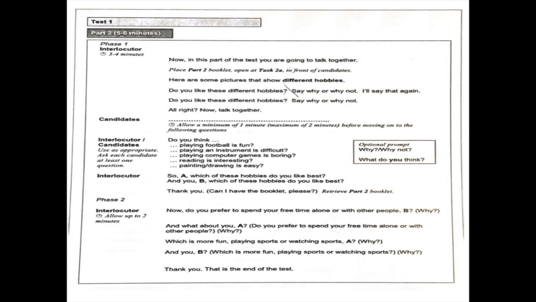And so once you finish the discussion, after a couple of minutes, then they'll go on and ask you questions about that. So in this example, they'd ask you questions about hobbies, like, do you think playing football is fun, or do you think painting is easy? So just answer those questions in complete sentences. Avoid the one-word answers, and try to use examples and details from your own life. And then they might ask you which activity you like best. So you would just have to defend that answer.